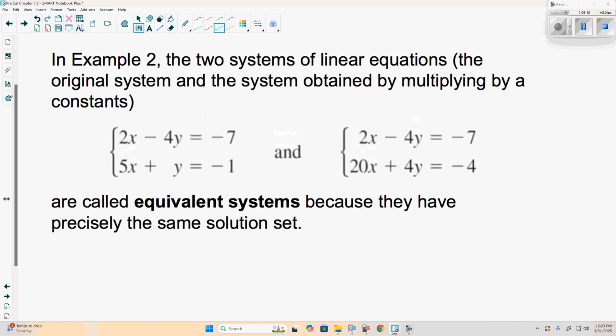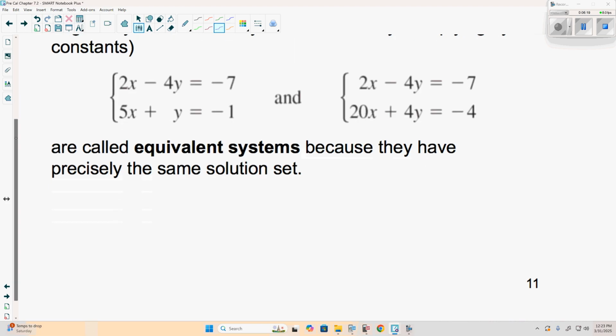In example 2, the two systems of linear equations, the original system and the system we obtained by multiplying by a constant, are called equivalent systems because they have precisely the same solution. All we did was scale them up or down to get them to be the same, but they are the same equation.